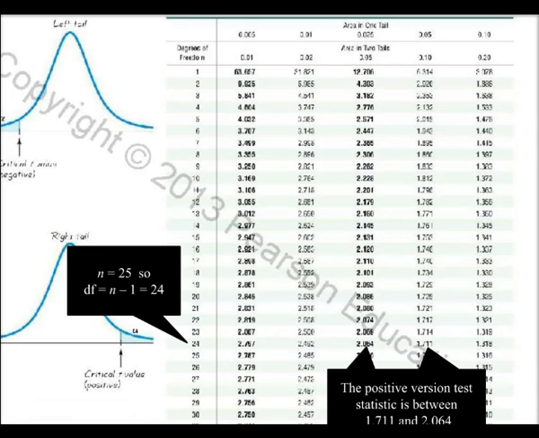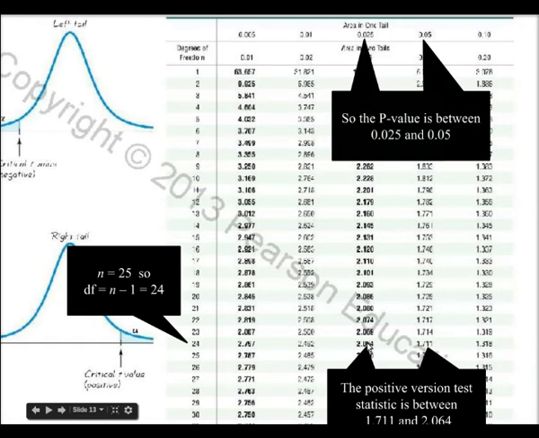And since the positive version is somewhere between 1.71 and 2.06 in this row, then I can say that the p-value is somewhere between 0.025 and 0.05. And notice I'm looking in the area in one tail because this is a left tail test, not a two tail test. So my p-value is somewhere between 0.025 and 0.05.